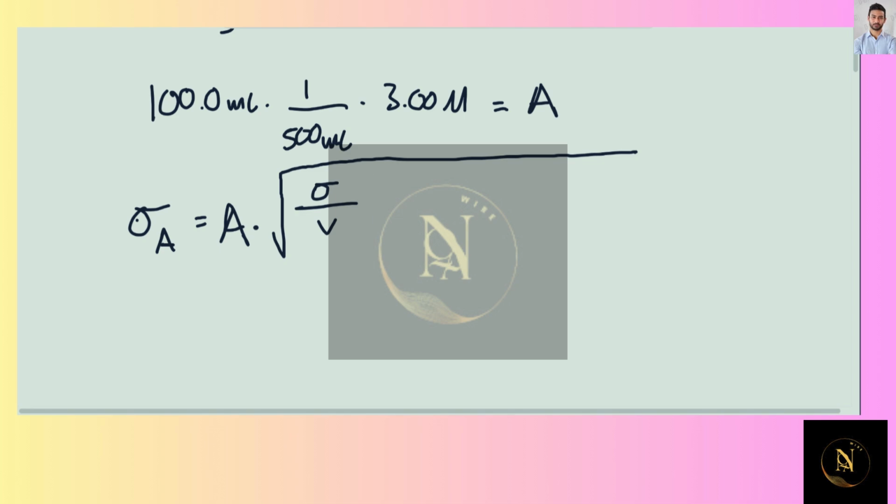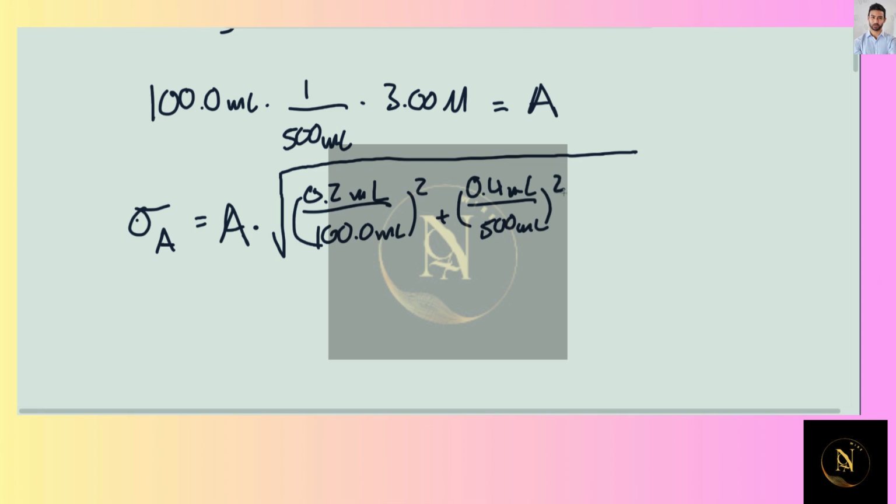So we'll go through and do that here. The uncertainty in our 100 milliliter measurement was 0.2 milliliters, so we do 0.2 milliliters over 100.0 milliliters, squared. Then for 500 milliliters, the uncertainty is 0.4. We divide it by 500, and we square the whole thing.